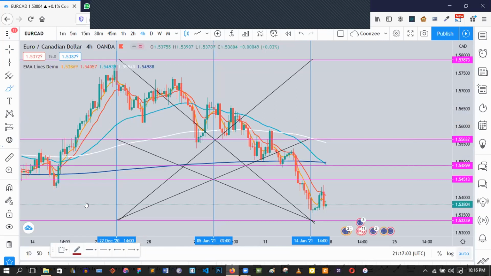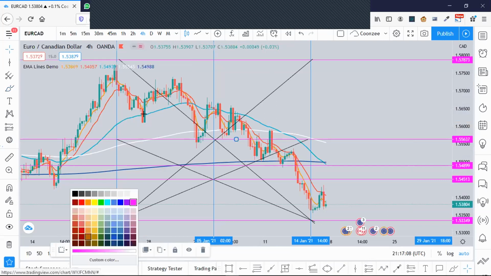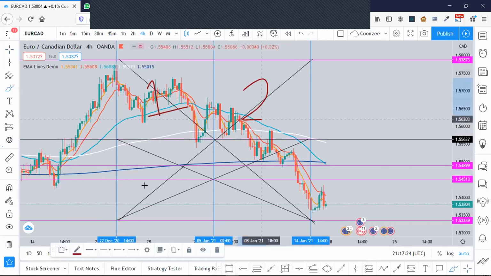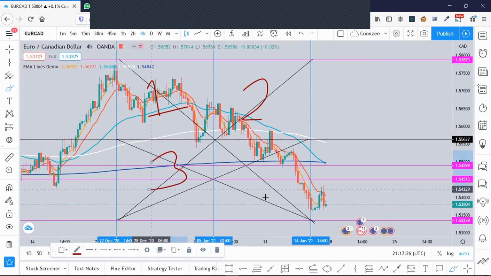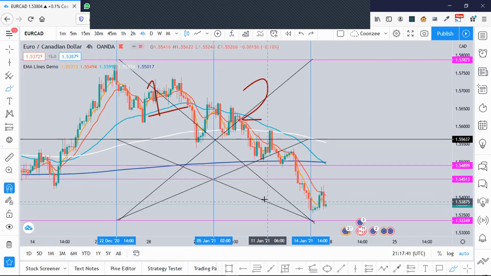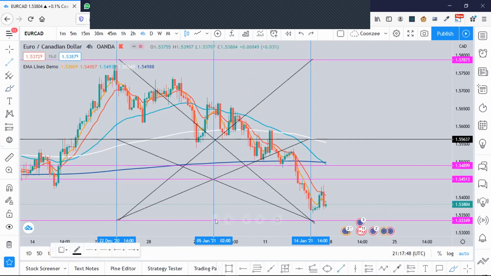So as you can see, this is box one, two, three, and four. Now I want to pick box four, because that's where price is currently at. So I'm going to pick box four, then put a smaller rectangular box inside of box four. The next thing I'm going to do is draw a horizontal line from here.